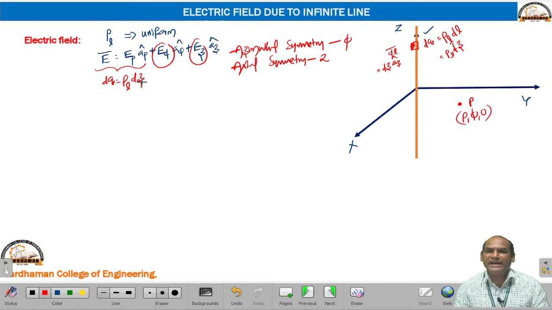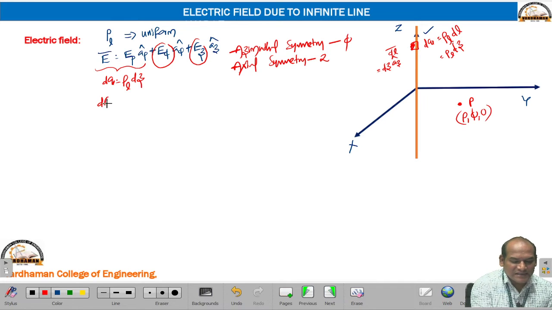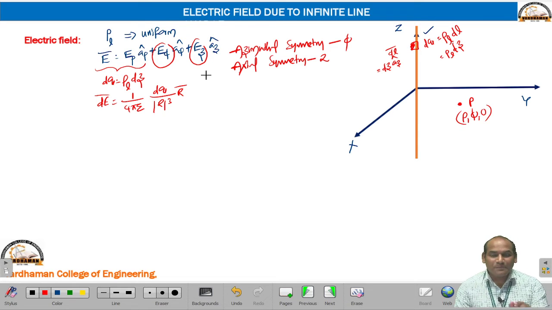So do not see the entire infinite line charge now. Now it is about a point charge only, dq is the point charge, and for a point charge we already know the equation of the electric field. Since it is a point charge, we are permitted to use this formula, that is dE bar is equal to 1 by 4 pi epsilon, dq by magnitude of R cubed, into R bar. We are permitted to use this formula because dq is a point charge.